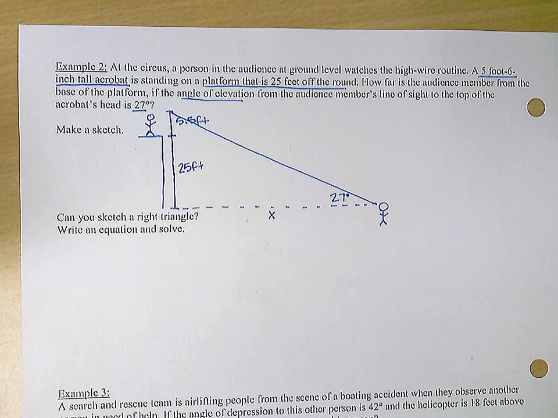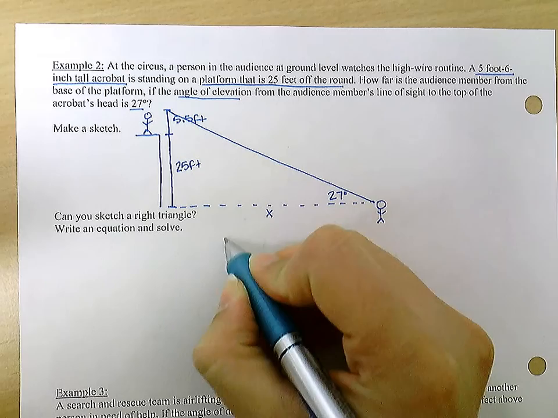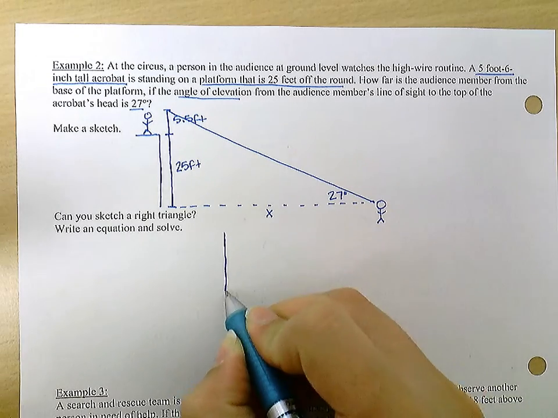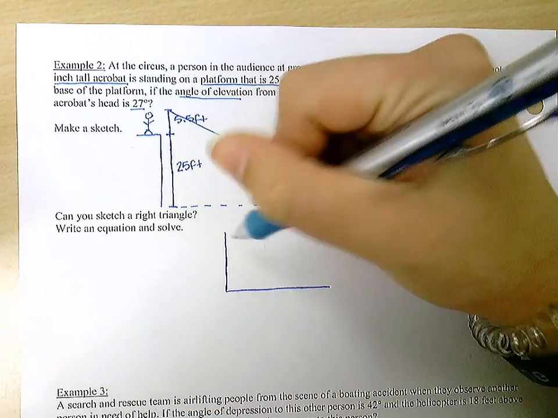So now that I have my sketch, I want to locate the right triangle within that sketch. And I'm just going to redraw it to make it easier to look at. So here's my right triangle.